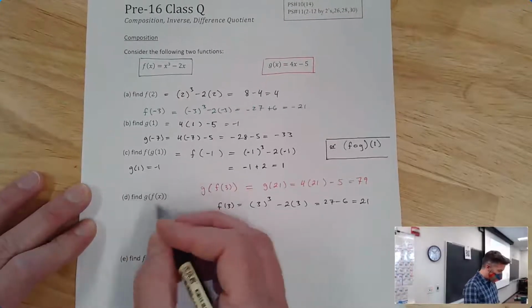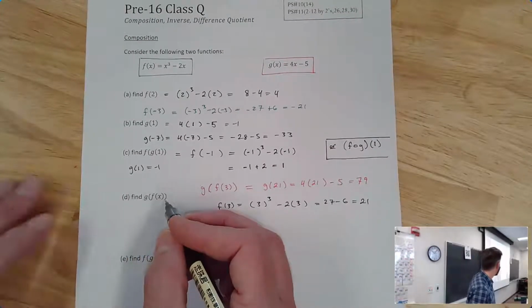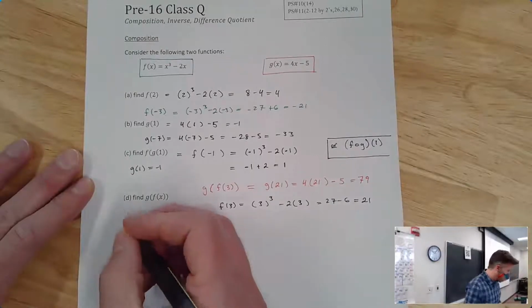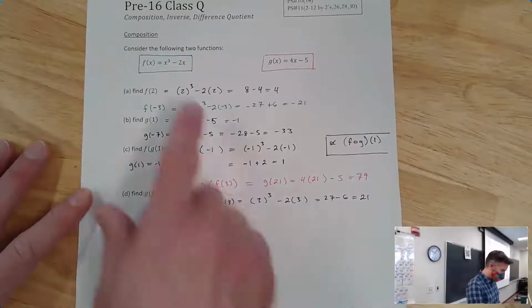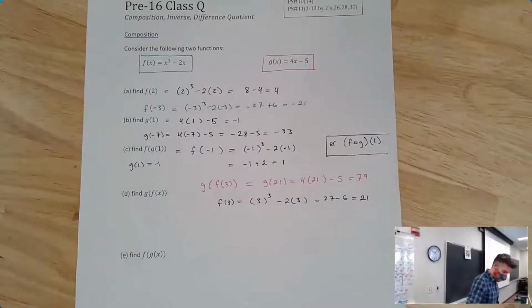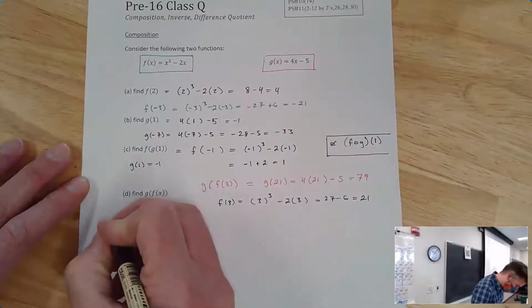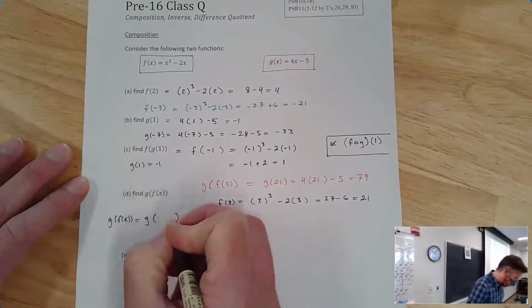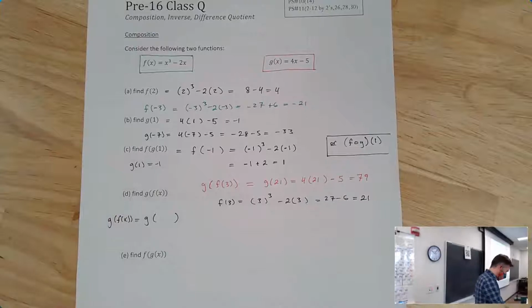If I want to find g of f of x, on the other hand, that's going to be a function. So I'm still going to work from the inside out. I'm going to rewrite, and this is where I'm going to use some colors because I've thought of f as this green function and g as this red function. I'm going to write this as g of f of x, which is g of x cubed minus 2x.